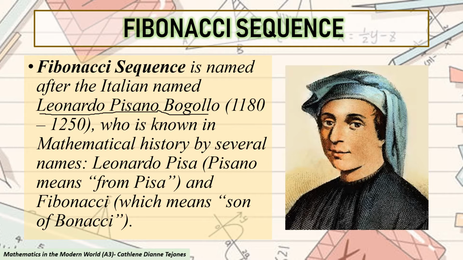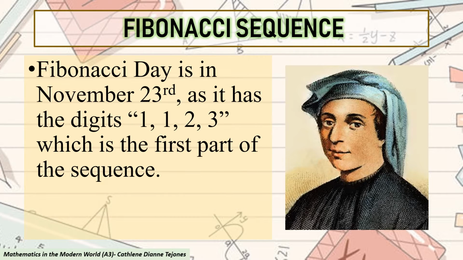He is known in mathematical history by several names. You might be thinking, the name Fibonacci is very far from Leonardo Pisano Bugoglio. So, he has different nicknames. The first one is Leonardo of Pisa. Pisano means from Pisa. And we have another nickname for him, which is Fibonacci. That is where the name Fibonacci sequence came from, which means son of Bonacci. Fibonacci Day is on November 23rd, as it has the digits 1, 1, 2, 3, which is the first part of the sequence. If you have a background idea about the Fibonacci sequence, the first terms are 1, 1, 2, 3. So, that is the Fibonacci Day.